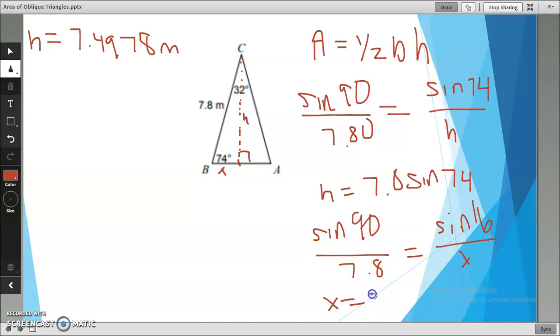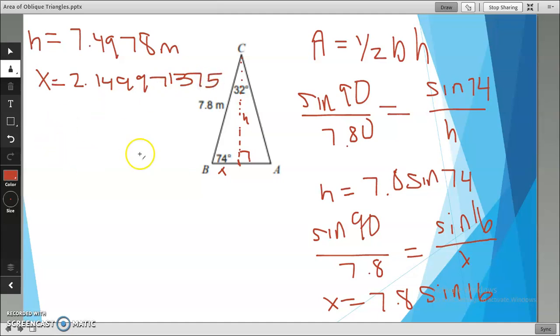So x is equal to 7.8 times the sine of 16. All right, so if I solve that out, I didn't write that one down. Let me go ahead and do it really quick. It's 2.15. I'm going to write out more decimal places though, just because I want to be as precise as possible. Remember, you can use Desmos to calculate. Make sure your calculator is in degrees.